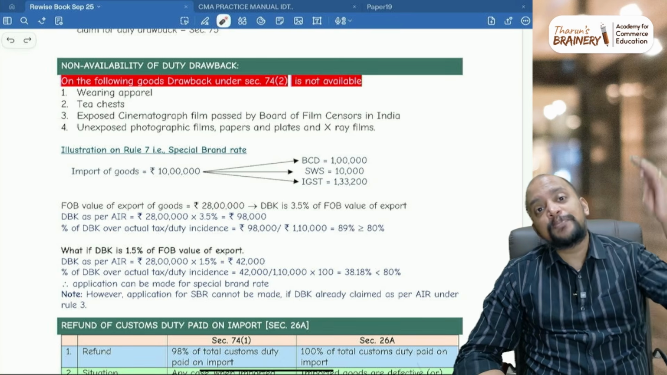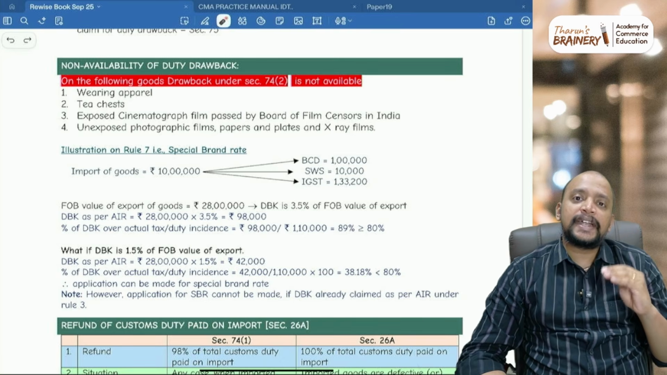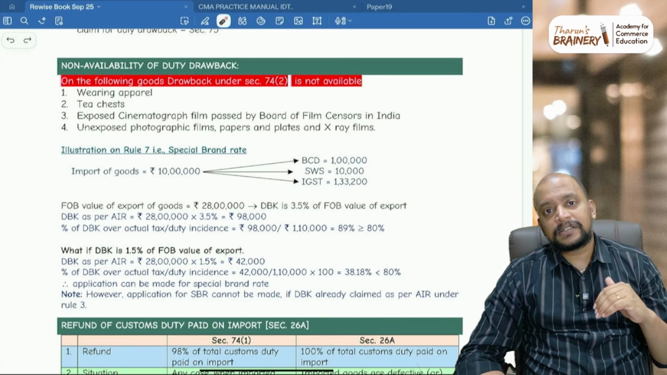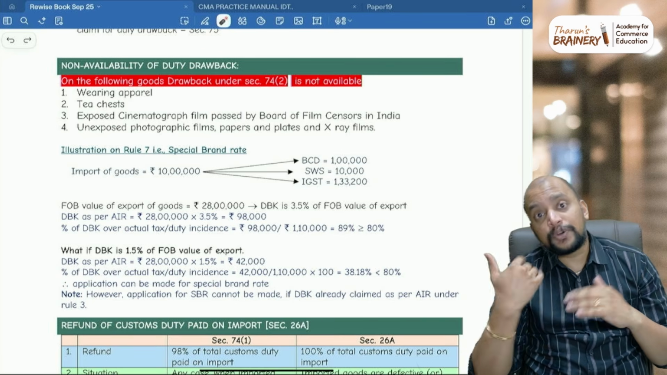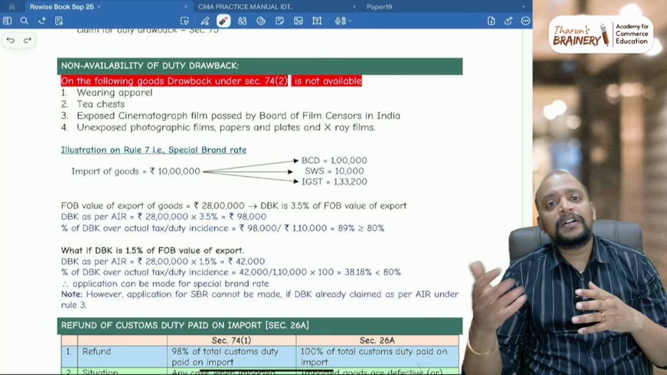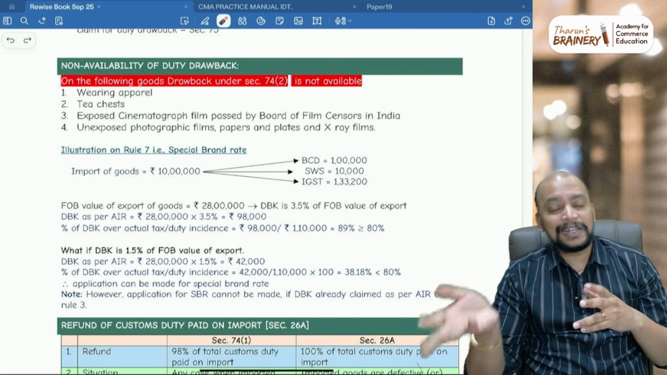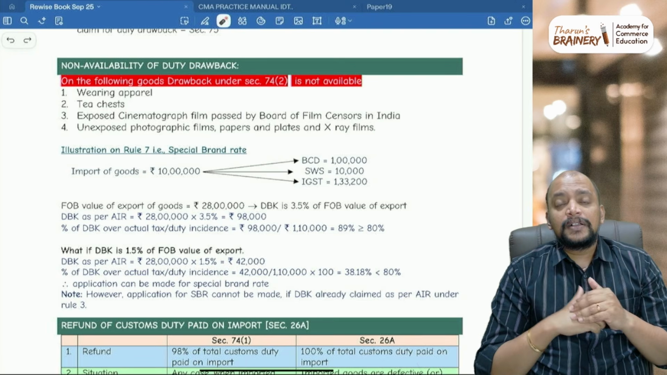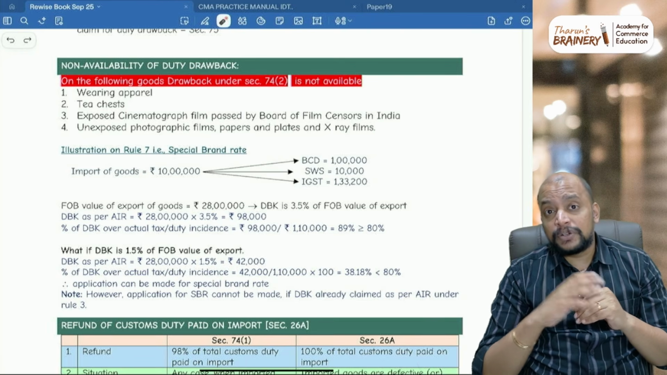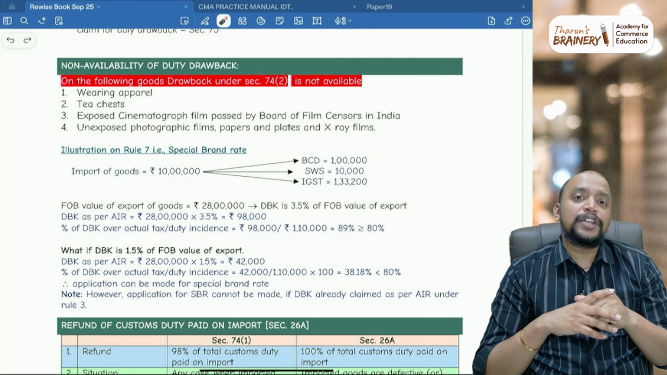What they do is that they will import the garments and they will pay customs duty on that, and it will be used, and thereafter it will be exported back. It will be used by the celebrities, etc., and then it is exported back. And in that case, where the customs duty is paid on import, will they get duty drawback?